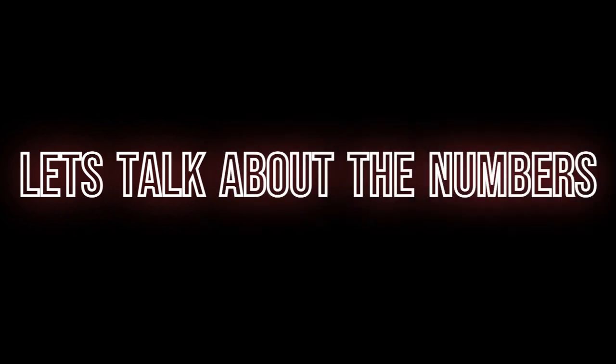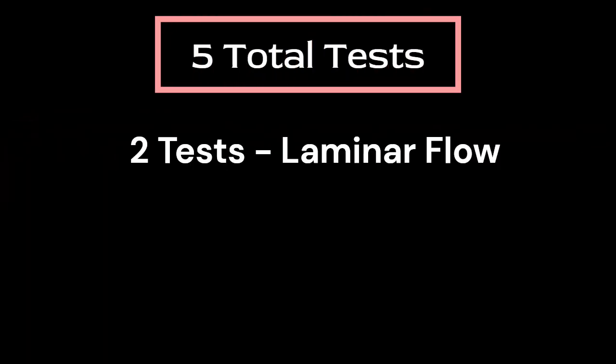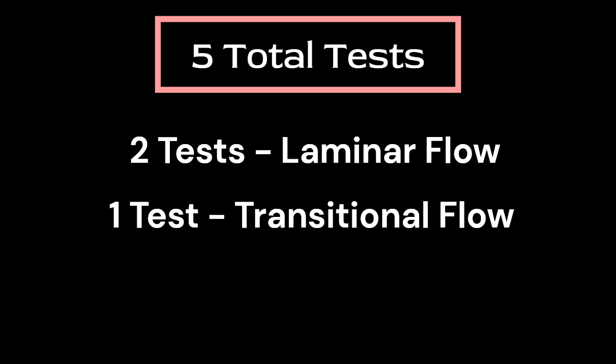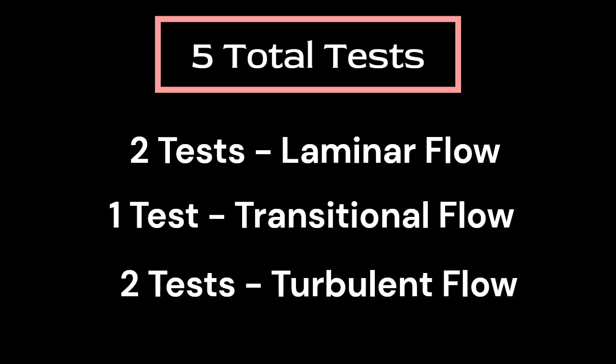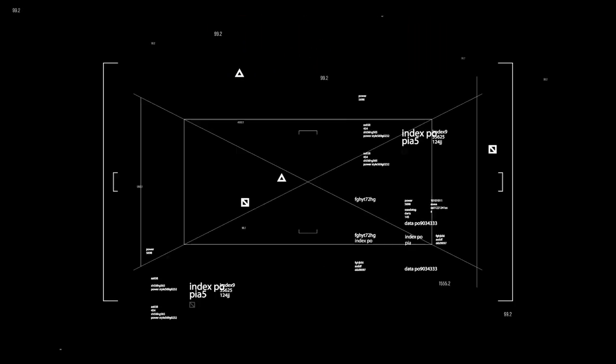Now that you've seen what our laminar, transitional, and turbulent flow look like, let's talk about the numbers. We have recorded data for 5 tests, with 2 tests for laminar flow, 1 test for transitional flow, and the last 2 tests for turbulent flow. Gathering data.